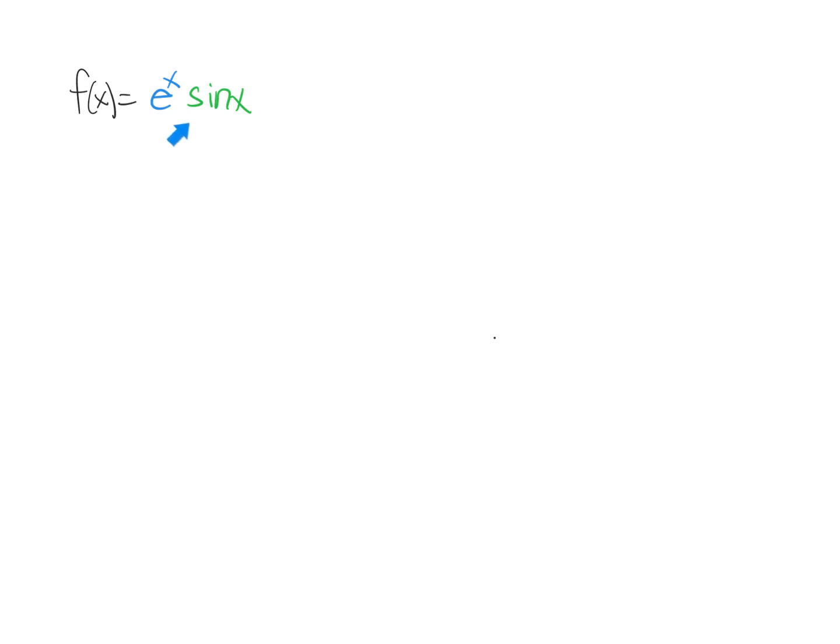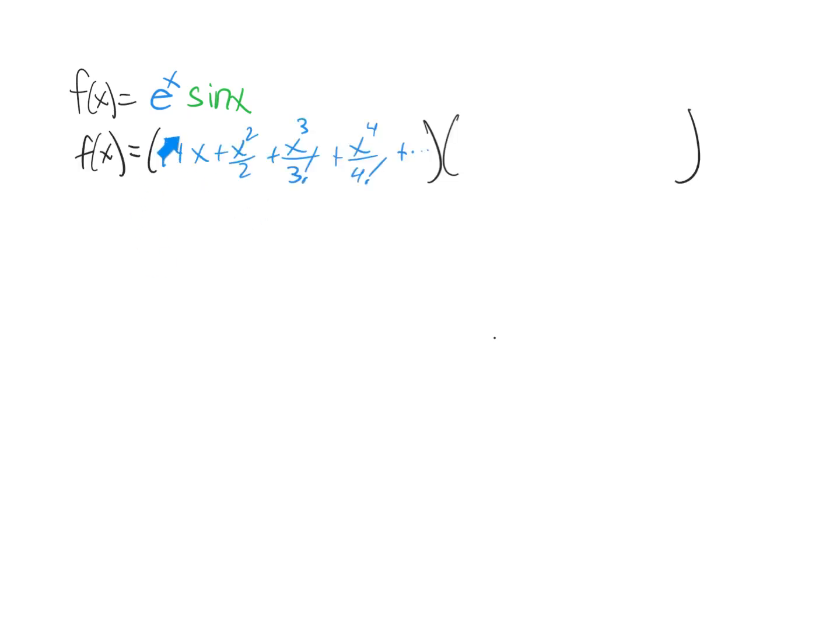All right, let's find a series for this function. Well, we know that e to the x is equal to this series, and we know that sine of x is equal to this series. So we just need to multiply these series to get our series for e to the x sine of x.